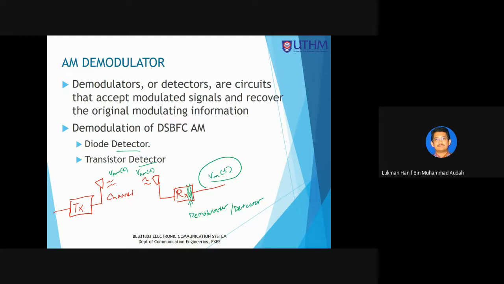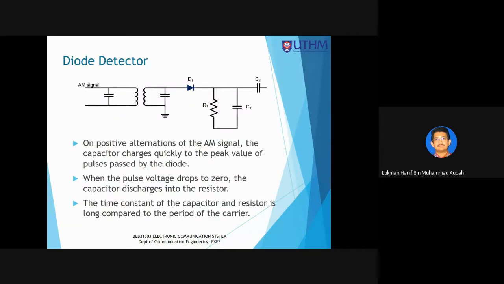Okay. So ini adalah demodulator, maknanya dia akan menghasilkan signal yang asal lah, VMT. We want to produce VMT. That's the objective of the demodulation process. Okay, so let's look at the demodulator circuit.